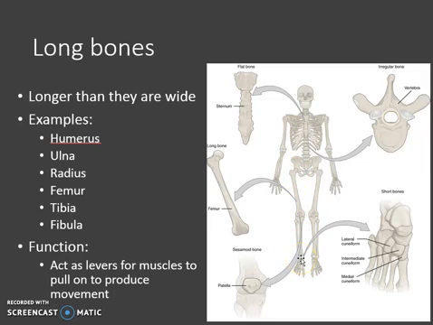And the function of long bones is primarily for movement. So muscles pull on long bones in order to bend joints and move the bones around. For example, muscles can pull on the femur and the tibia and the fibula in order to help you flex or bend your leg at the knee.